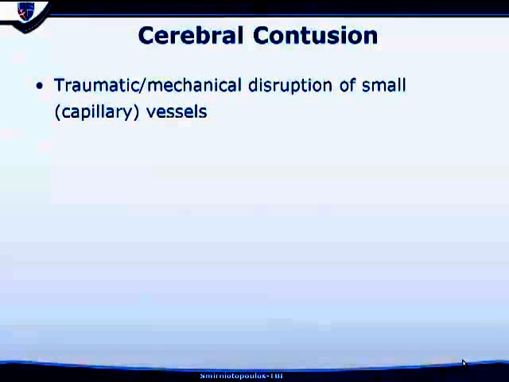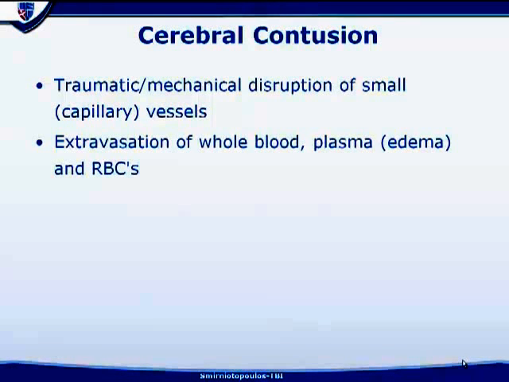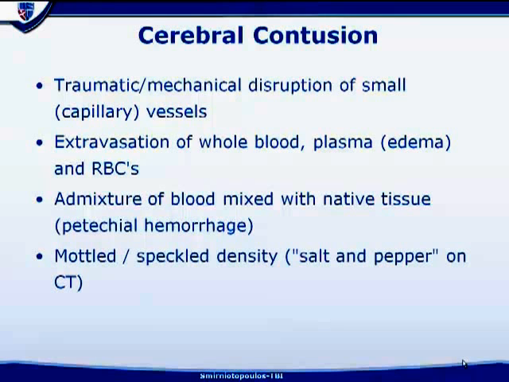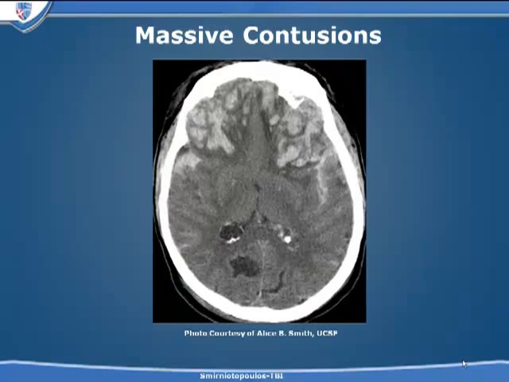Cerebral contusion is a traumatic or mechanical disruption of small, typically capillary-sized blood vessels. There is an extravasation of whole blood. We have a combination, therefore, of red cells and plasma looking like brain edema. There is an admixture of blood and the native tissue at the microscopic hemorrhage, which may produce visible petechial hemorrhages, and that may create an appearance of a mottled or speckled or salt and pepper high attenuation, low attenuation mixture on computed tomography.